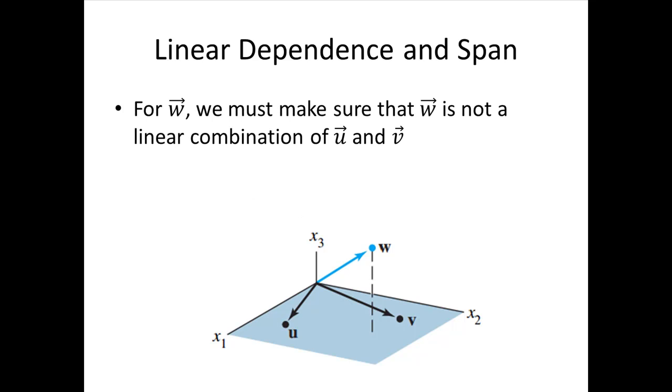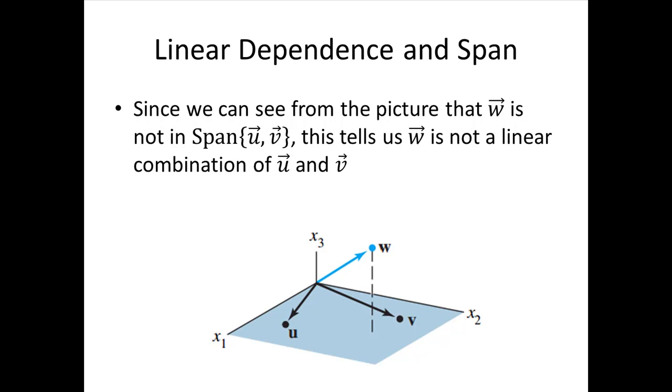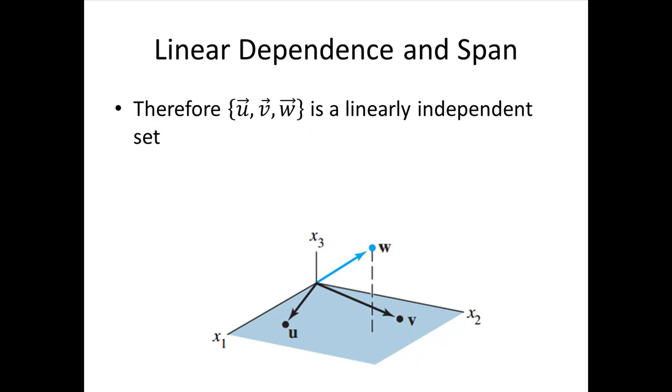Finally, we have w, and so now the previous vectors are u and v, and so we have to make sure that w is not a linear combination of u and v. But we already said that. We can see from the picture that since w doesn't live in the plane spanned by u and v, w is not a linear combination of u and v. And so we can conclude that this set with 3 vectors is a linearly independent set.